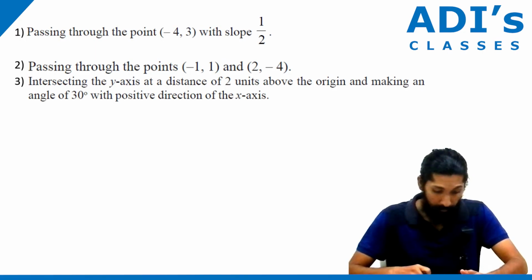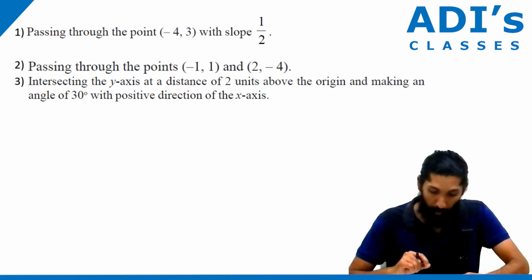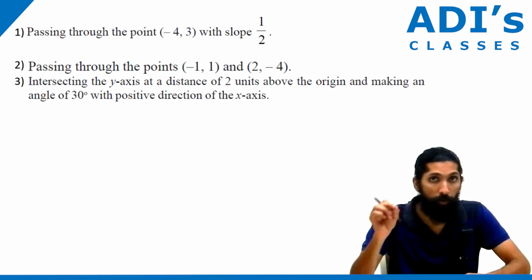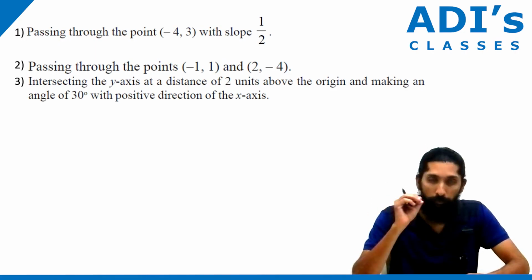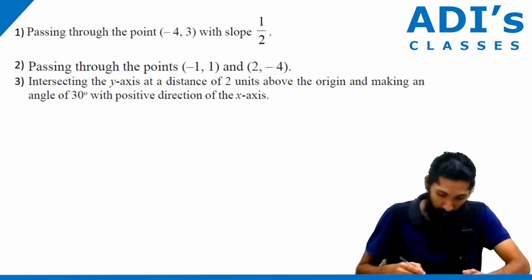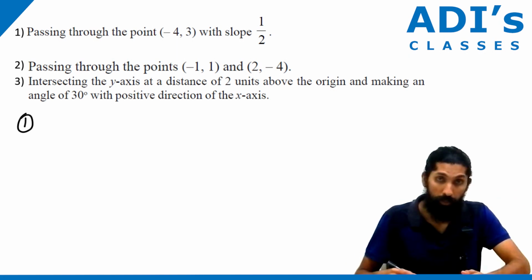See the first one: you have to find the equation of the line passing through the point with the slope of half. Now remember, we had done the slope point form, and I told you it's a very important form. That form we are going to use here. So here we'll start with the first one. First, always write the formula.